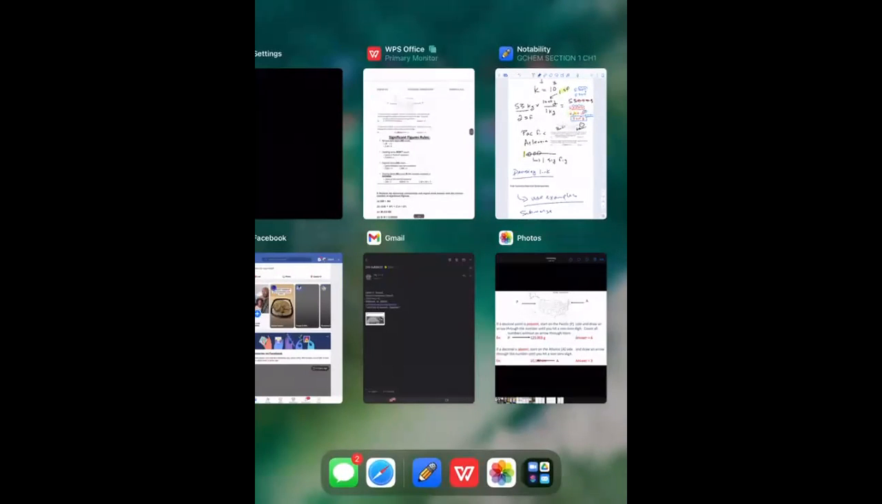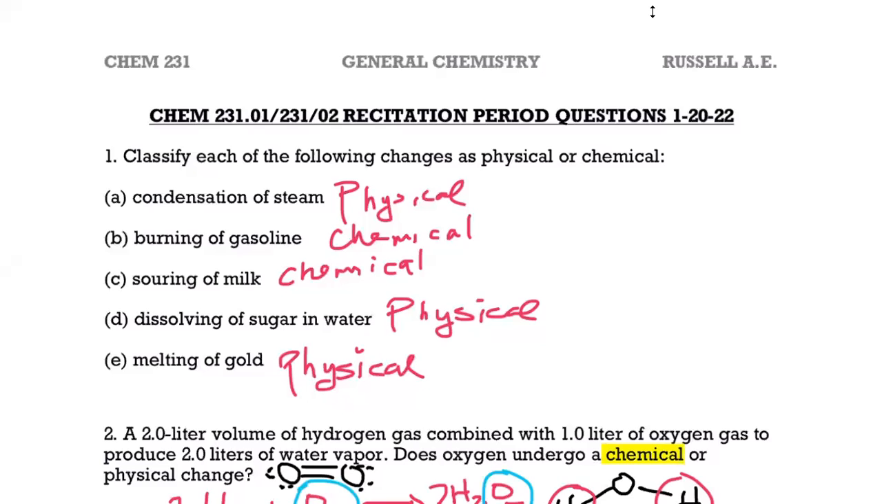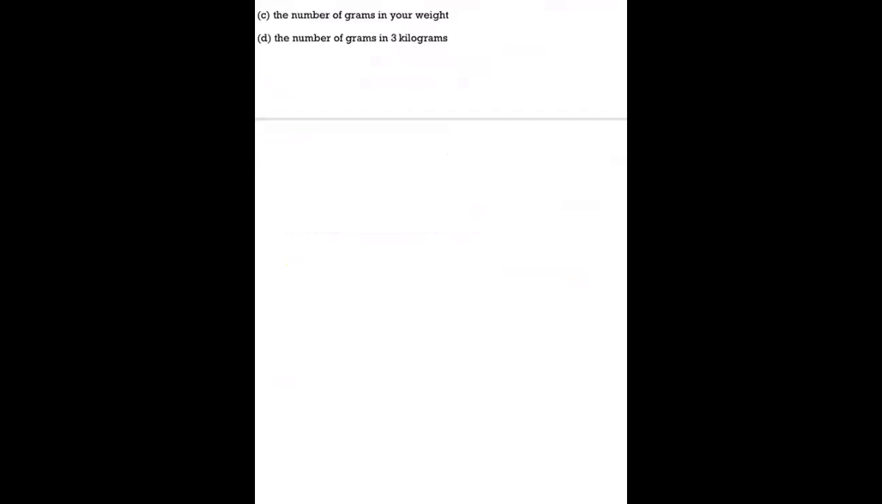Let me make sure I got the right one open here. We stopped here. Is that right? I don't want to project. I think that's right. We stopped here.